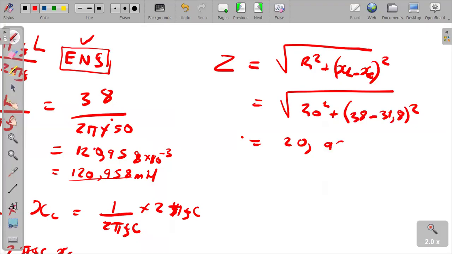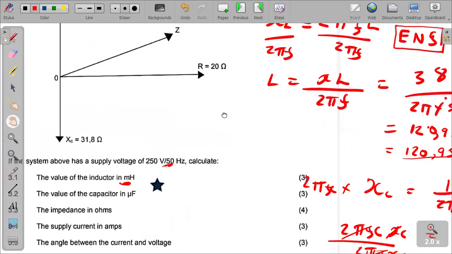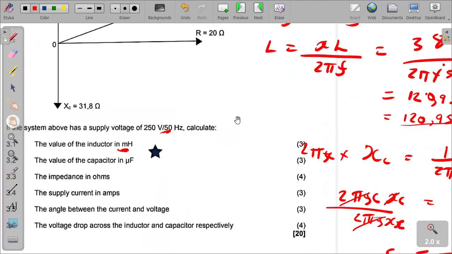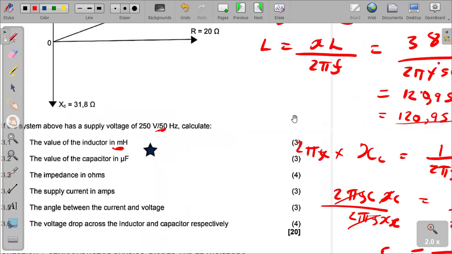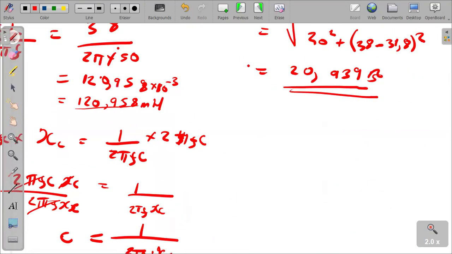20.939 ohms. Right, that marks our impedance there. Then the next question is asking us to calculate the supply current in amperes. So supply current IT is equal to V, the supply voltage, over Z, the impedance of the circuit.